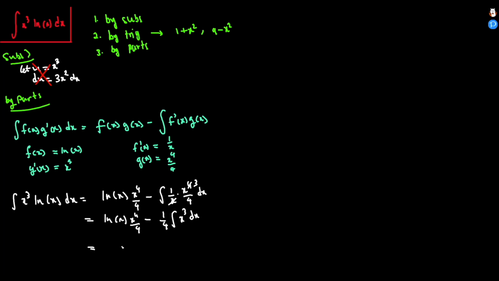Anyways, now this is straightforward. This is ln of x times x to the 4th over 4, minus 1/4 times x to the 4th over 4, plus c. Which is x to the 4th over 4 times ln of x, minus x to the 4th over 16, plus c. And that is our solution.